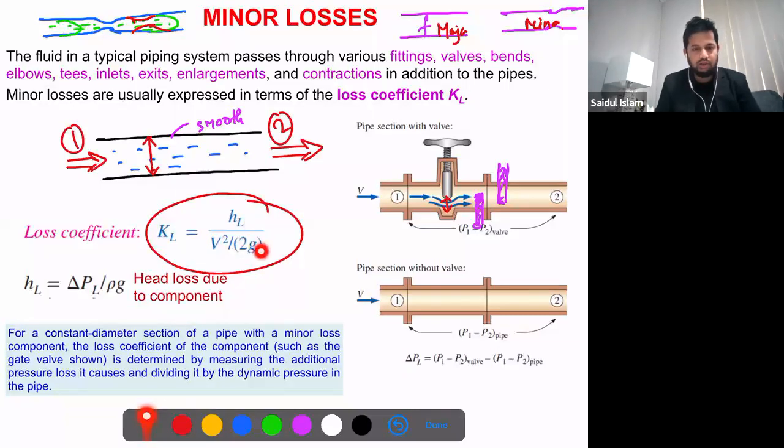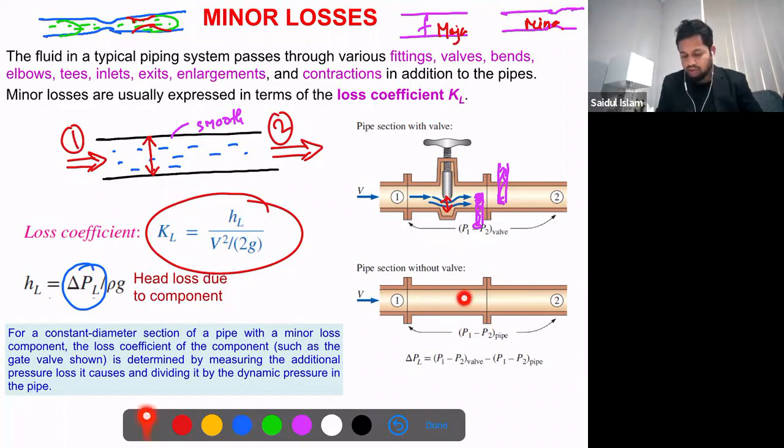So we said this is the loss coefficient formula. KL is the loss coefficient, h_ssel is the head loss, V is the velocity, g is the gravity. All of you know this. And then h_ssel is delta P_L over rho g. Now the question is how you can calculate this delta P_L. This is actually the pressure loss.